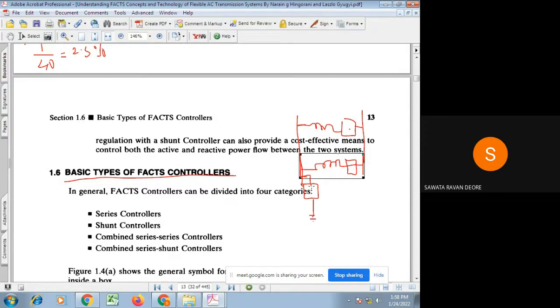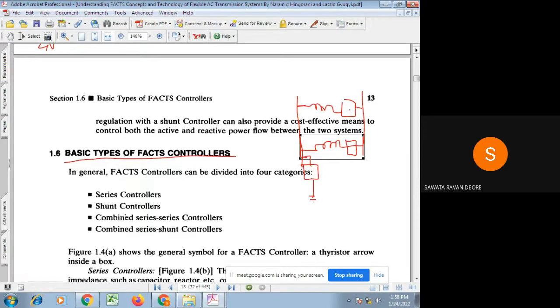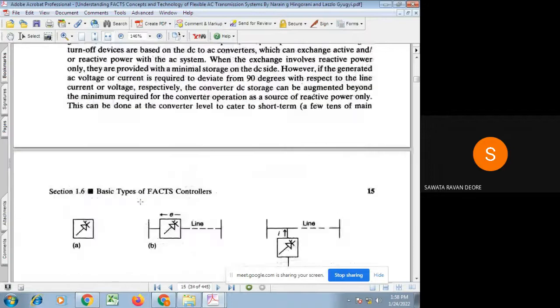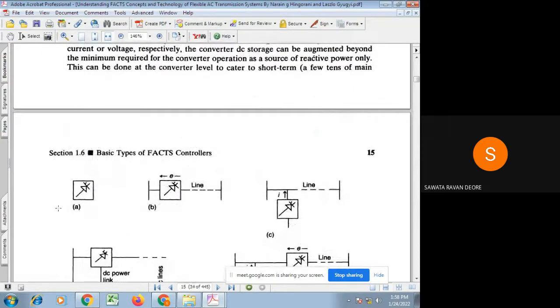As I mentioned, these basic types of FACTS controllers are classified only based on their interconnection with the given transmission line. How it is connected to the transmission line, on the basis of that, this classification has been framed. Now we need to see what they are doing basically, or how in principle they are playing with the parameters of that transmission line. Now, as I mentioned, here the symbolic representation for the FACTS controller is shown by this figure A.